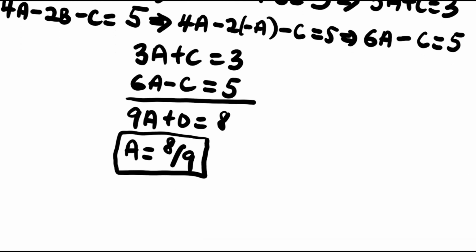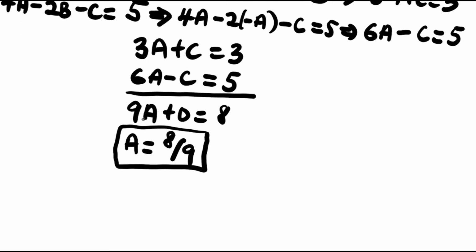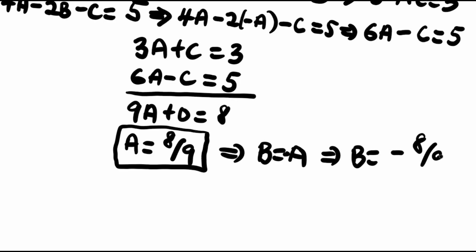Now that we know the value for a, we can use it to find the value of b, and of c, for example. For b, since b is equal to negative a already, this will mean that b is equal to negative 8 over 9. So this is the value for b.